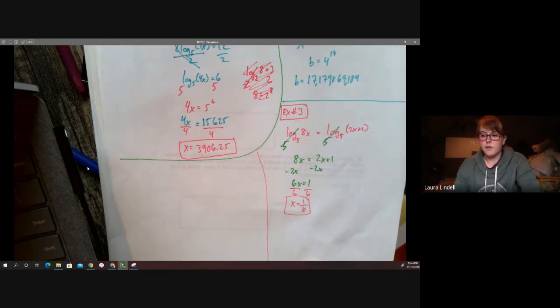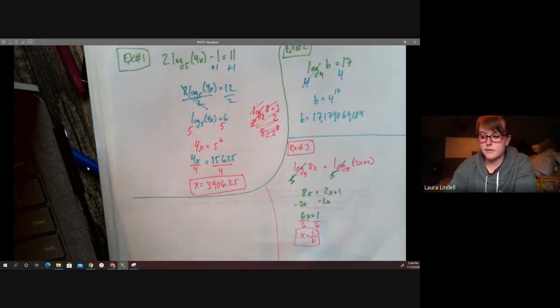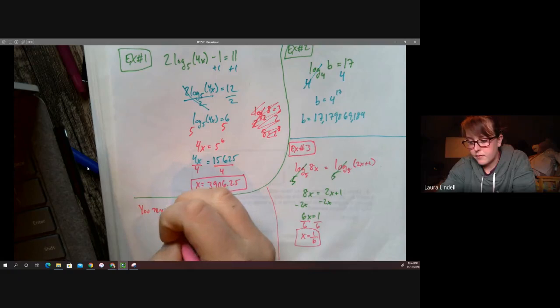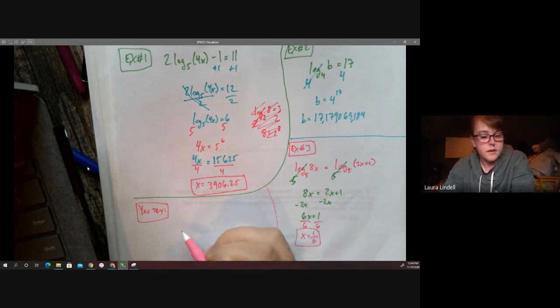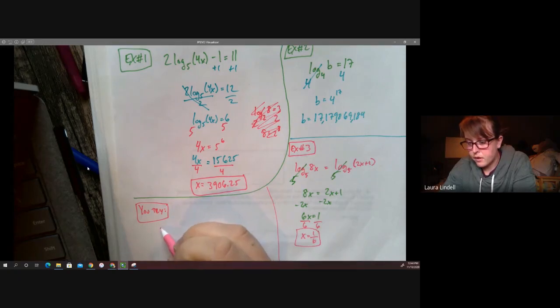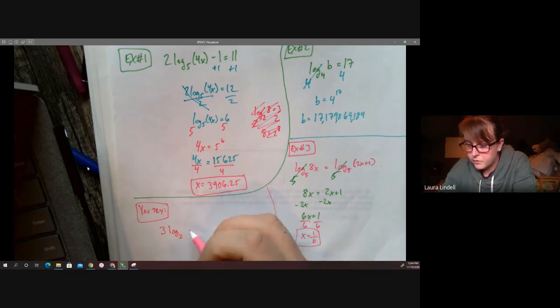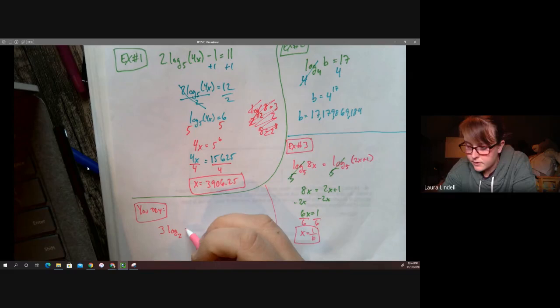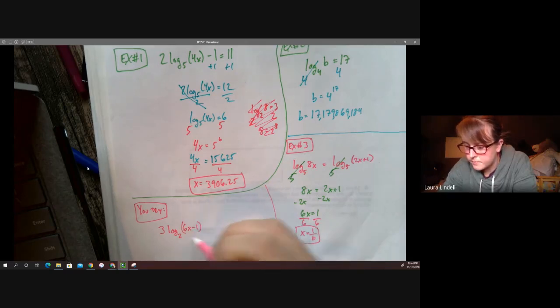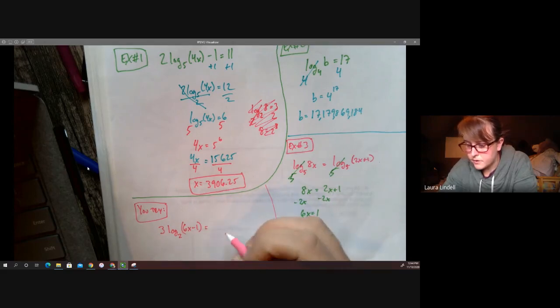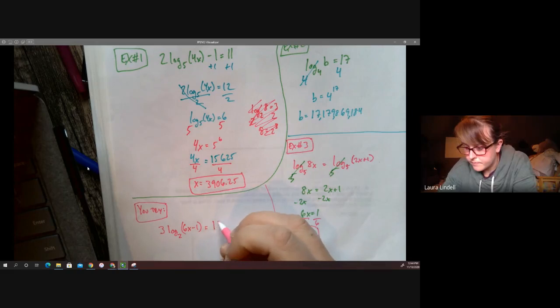Okay. So those are three kind of more basic examples. I'm gonna have you guys try one before we show the kind of the hardest case here. We're gonna go with 3 log base 2 of 6x minus 1 equals 18.